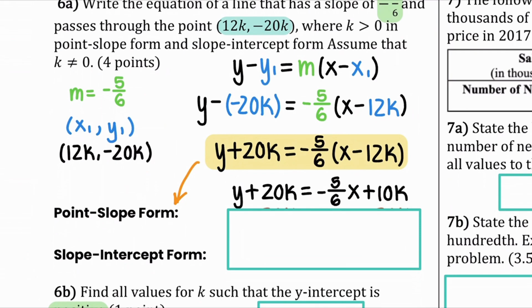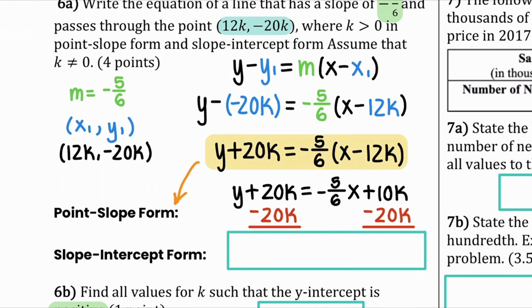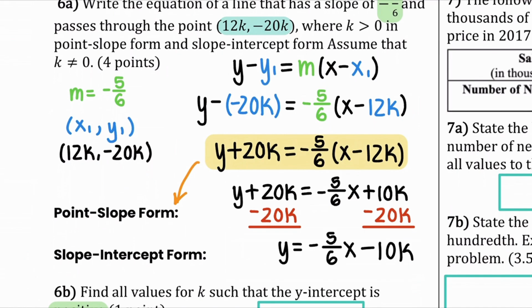We're not there yet because we have to isolate y. In order to do that, we can subtract 20k on both sides, giving us our final answer of y equals negative 5/6x minus 10k. And that is going to be our slope intercept form. And that's it.